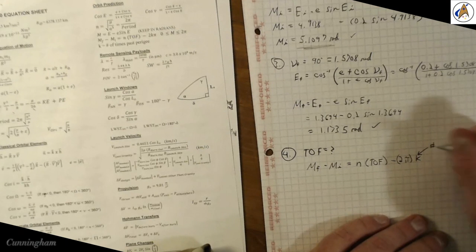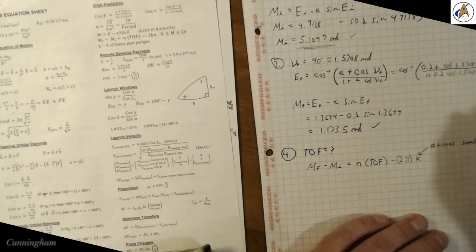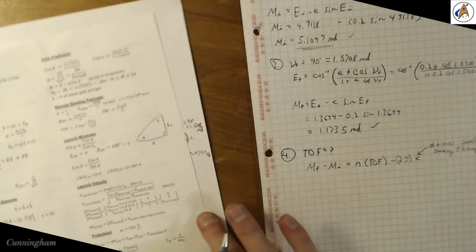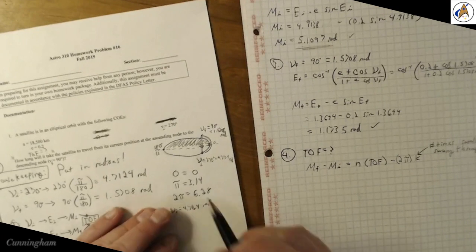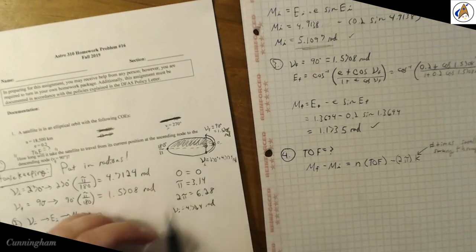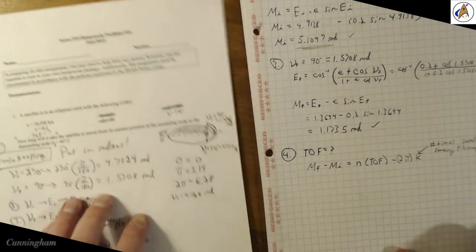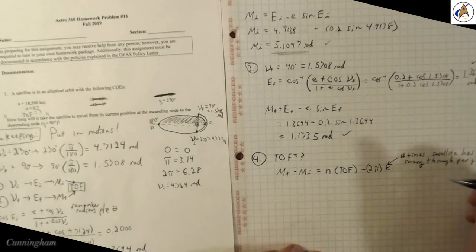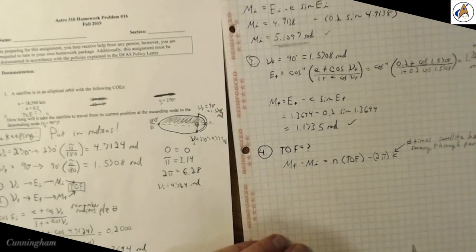K is going to end up being the number of times the satellite has swung through perigee. This is why our initial picture was so important, because just by working it out, we found that it has swung through perigee once. That means our k is going to be equal to 1. So let's begin our plugging and chugging here in a second.